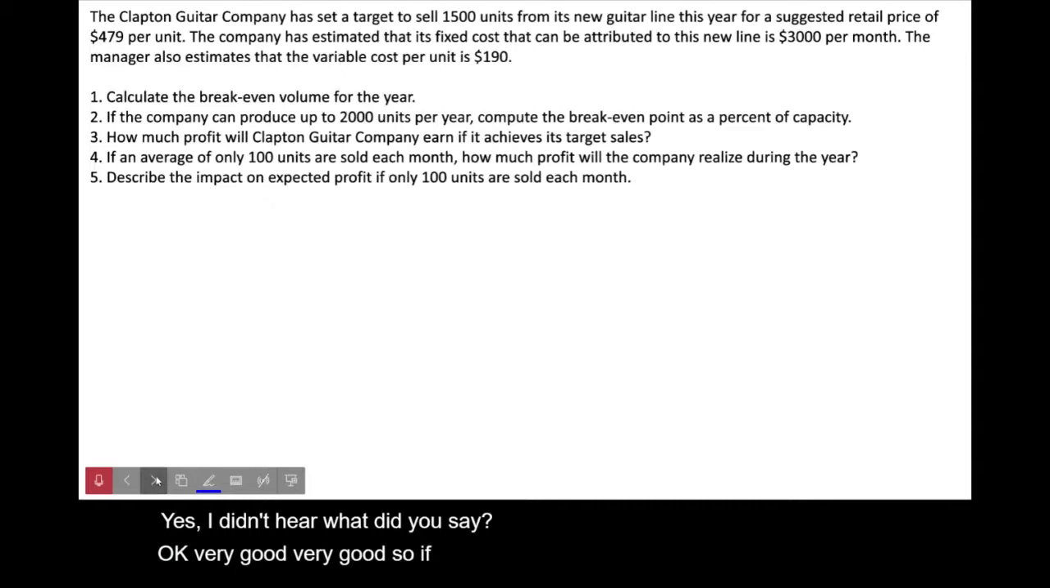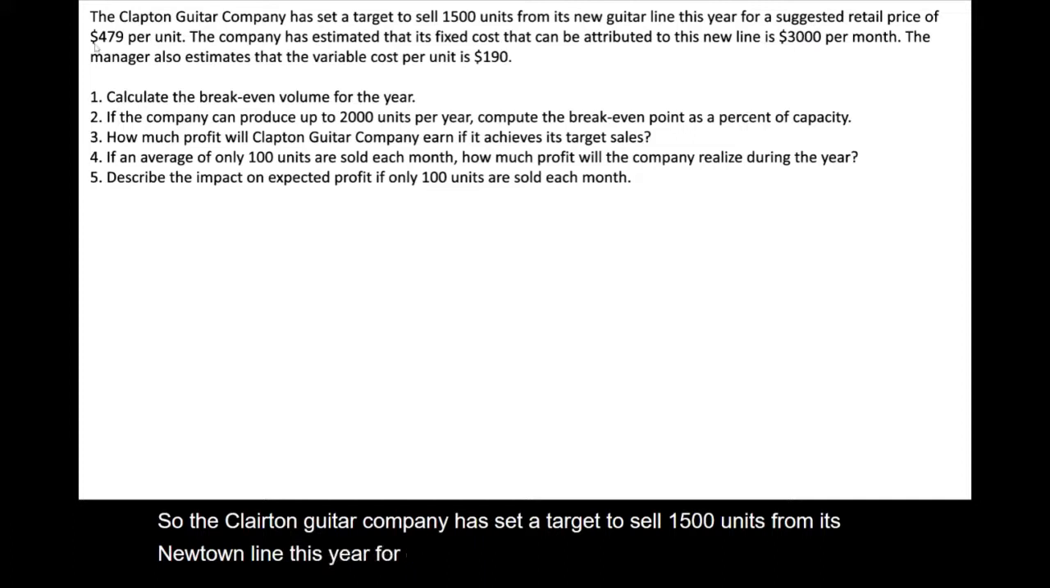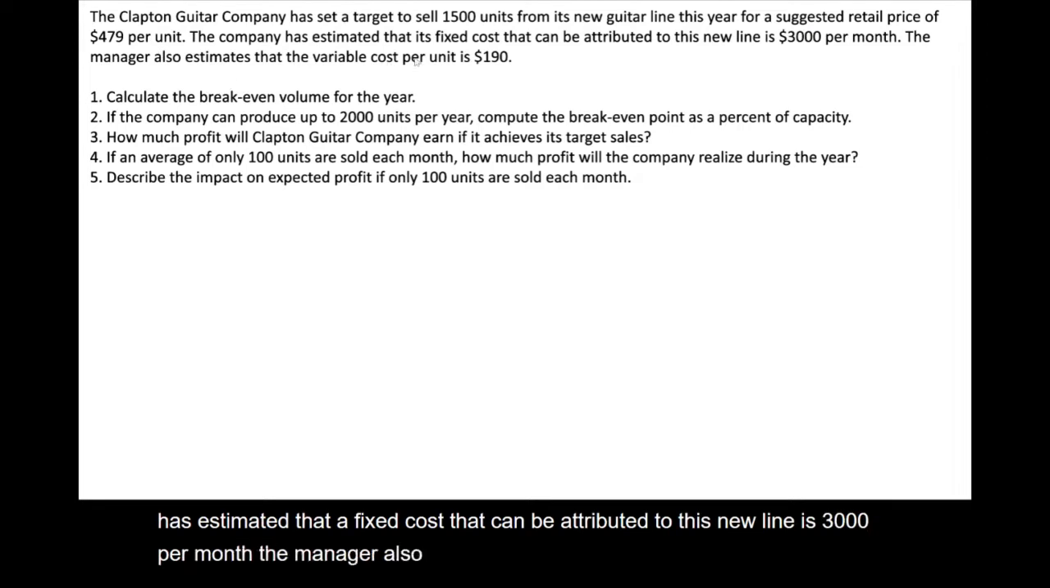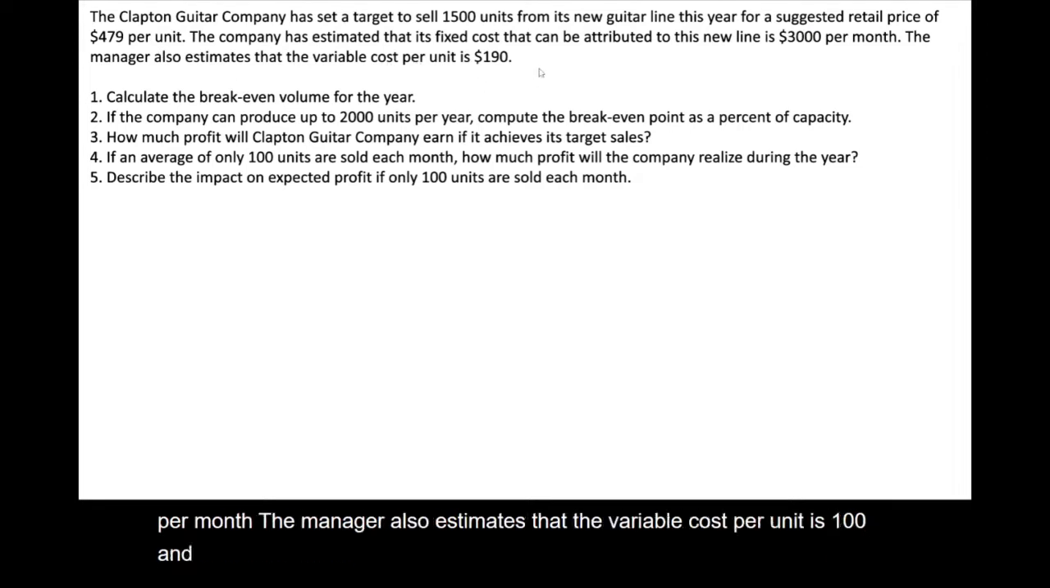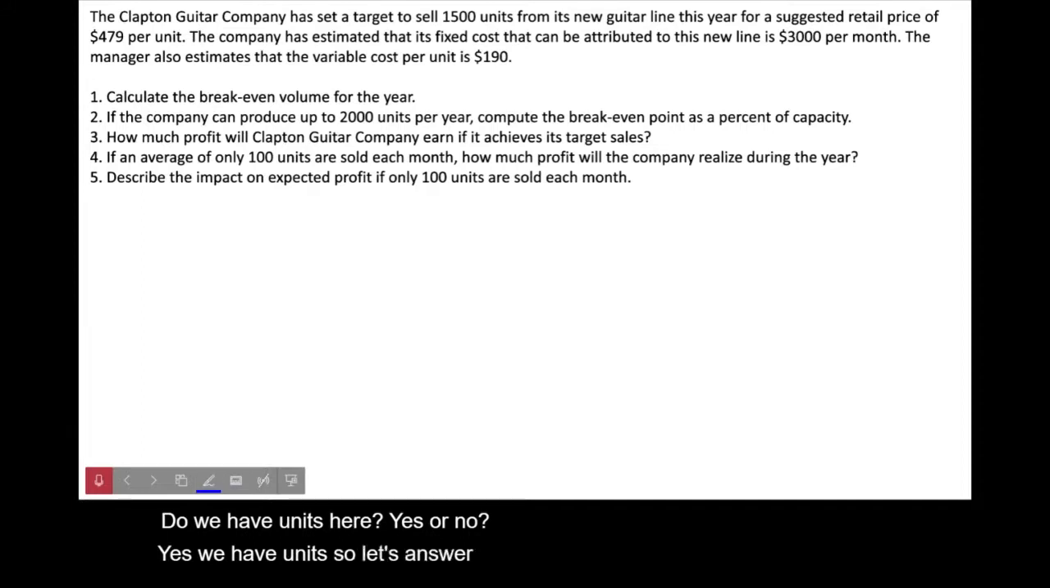So if no questions, let's start. The Clarkton Guitar Company has set a target to sell 1,500 units from its new guitar line this year for a suggested retail price of $479 per unit. The company has estimated that the fixed cost that can be attributed to this new line is 3,000 per month. The manager also estimates that the variable cost per unit is 190. So, question: do we have units here? Yes, we have units. So let's answer the questions one by one.